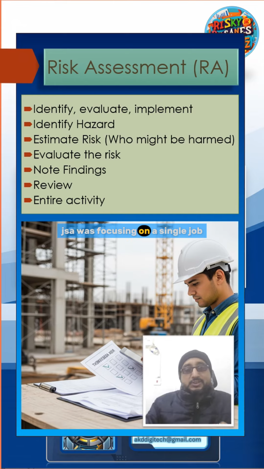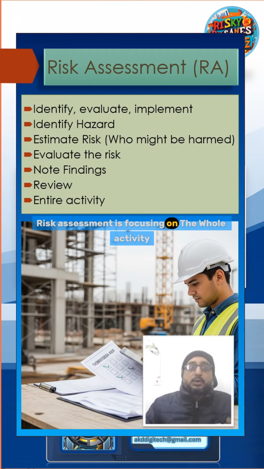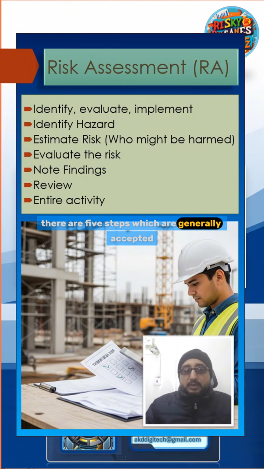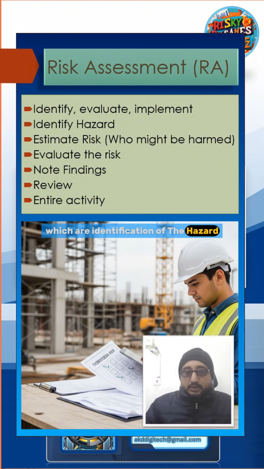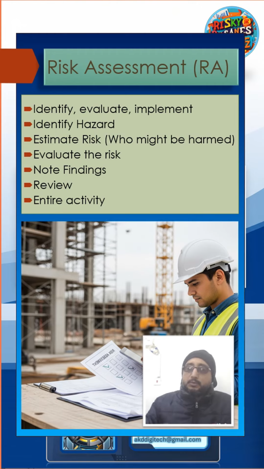JSA was focusing on a single job, whereas the risk assessment is focusing on the whole activity, where there may be more than one job at a time. So generally, in the risk assessment, there are five steps which are generally accepted, which are identification of the hazard, estimation of the risk, evaluation of the risk, note the findings, and review. So here I will just briefly explain these things. In my next video, I will explain how to conduct a risk assessment practically, in more detail.